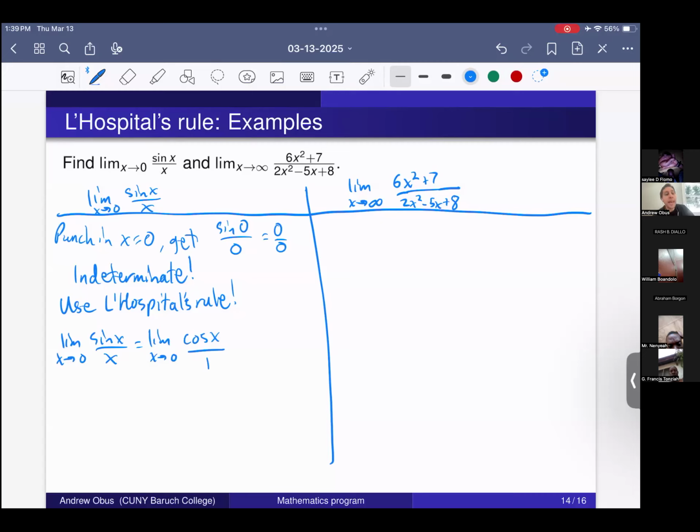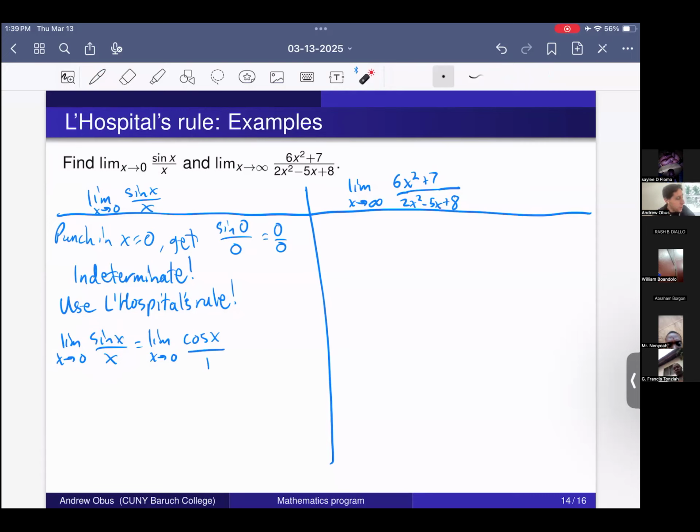And note that I'm really taking the derivative of the numerator and the denominator separately. I'm not doing the quotient rule. The quotient rule, remember, was complicated. It was derivative of the top times the derivative of the bottom minus derivative of the bottom times the top over the bottom squared, whatever. It was complicated. But here, it's just simple. It's derivative of the top, derivative of the bottom.